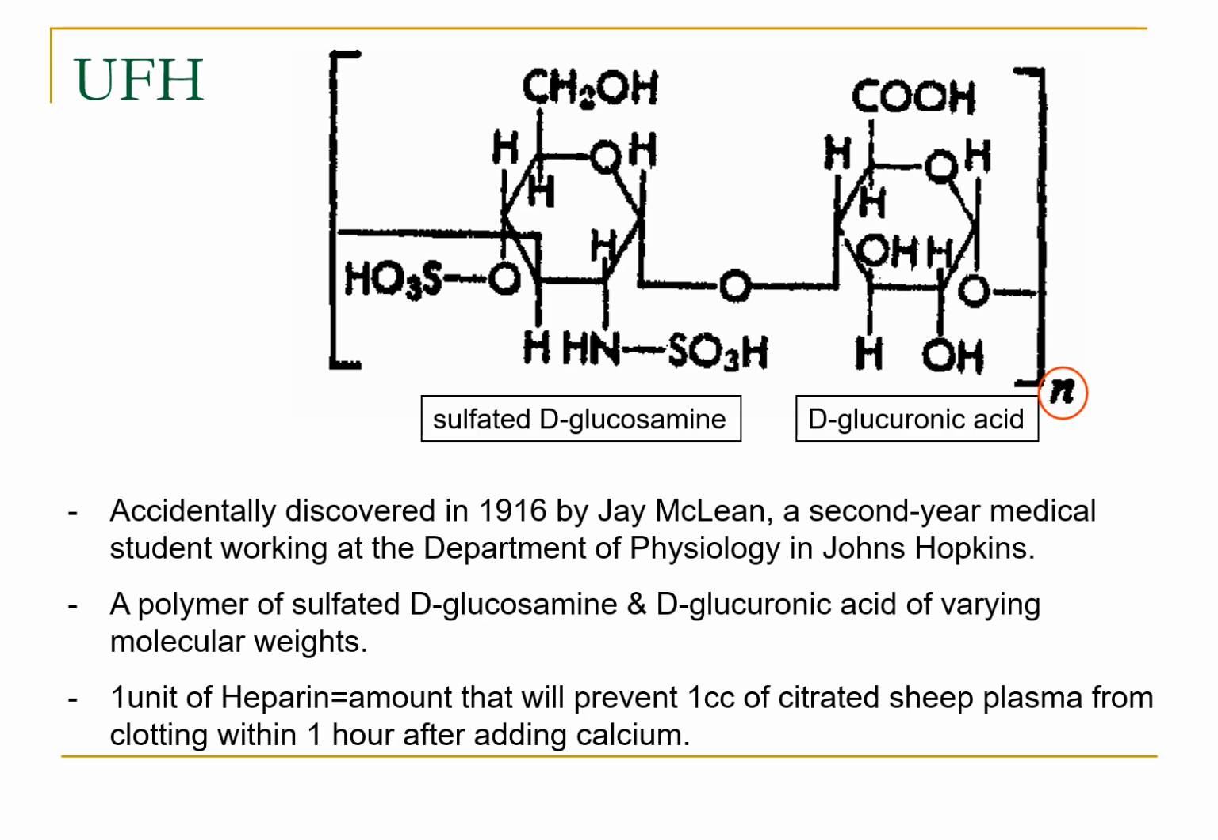Interestingly, he did not just leave it like this. He thought about it, he observed the phenomenon, discussed with his mentor, and it turned out that the reason why this blood remained anticoagulated is that they had unfractionated heparin in them. Very interesting, I think. When you go to the hospital and you start prescribing unfractionated heparin, people talk in units. And I wrote it down here for you. 1 unit of heparin is the amount that would prevent 1 cc of citrated sheep plasma from clotting within 1 hour, of course, after adding calcium.